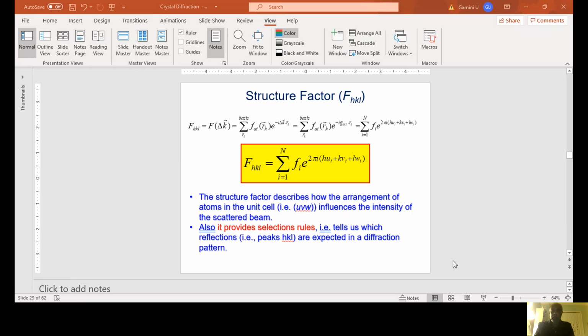Hi, I'm back again. So in the first lecture, we started talking about crystal diffraction, and we finished by introducing the structure factor. So today I'm going to continue from where we stopped last time. So let me get started.